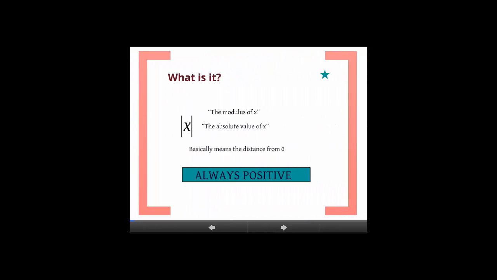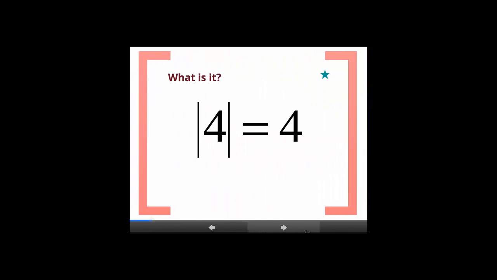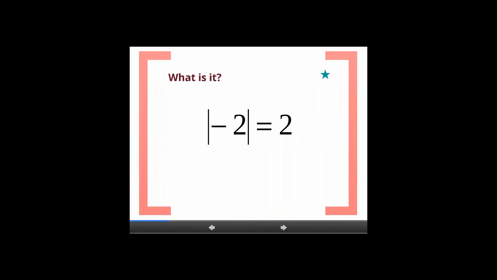So let's start off with what we mean by modulus. This is how we write it here with these two straight vertical lines around what we've got the modulus of. So this is the modulus of x, and it means the absolute value of x. In basic terms, its distance from 0. And for that reason, it's always positive. So, quite simply, the modulus of 4 is 4, because 4 is 4 from 0. And the modulus of minus 2 is 2, because minus 2 is 2 from 0.